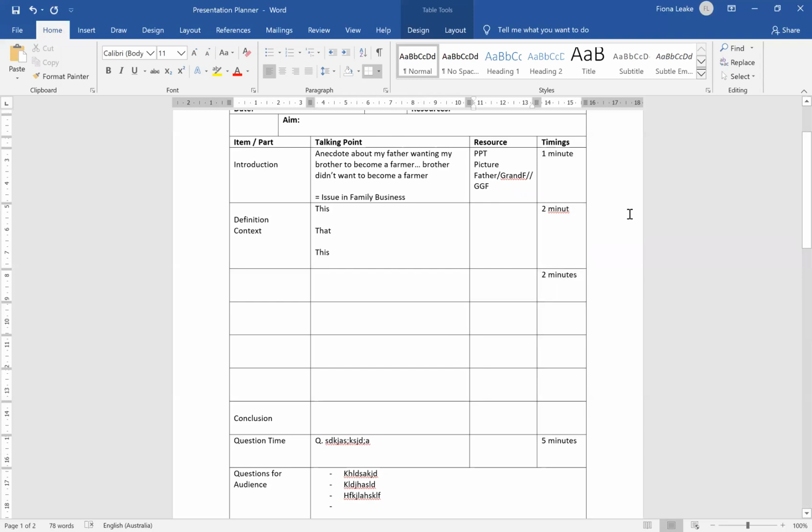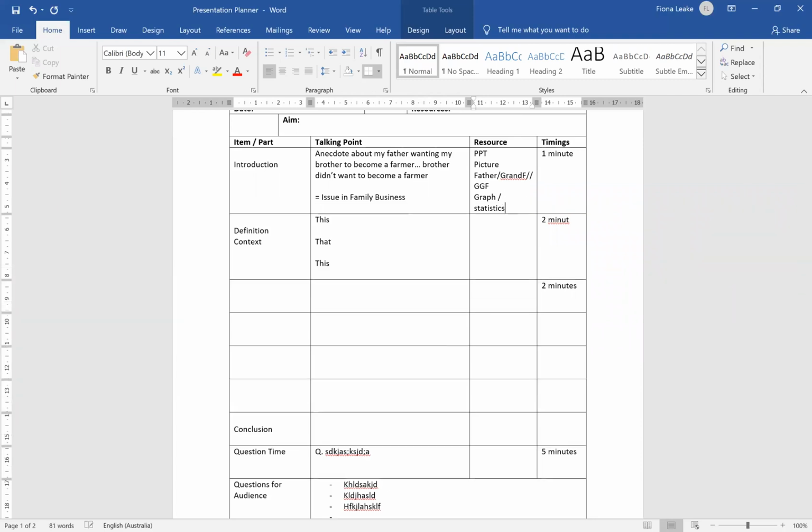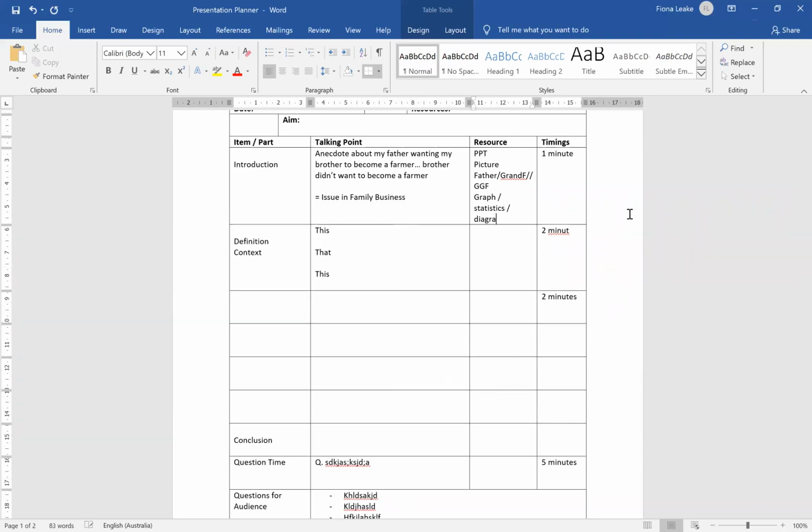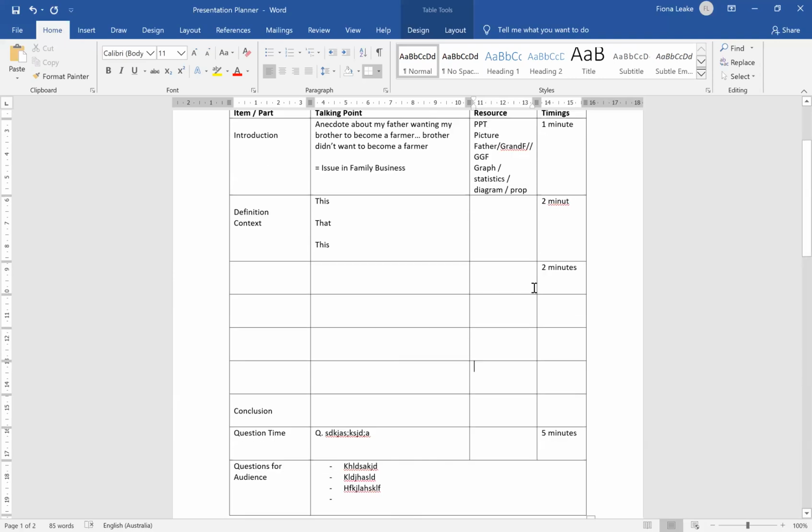Resources could also be something like a graph, statistics, a diagram, or even a prop. Okay, so do again, think outside of the box. What sort of resources could I use in each of these parts? You don't need to use a resource for all of them, but when you're trying to make a really big point, that might be really useful and relevant. Okay, so that's the first thing that you need to do.